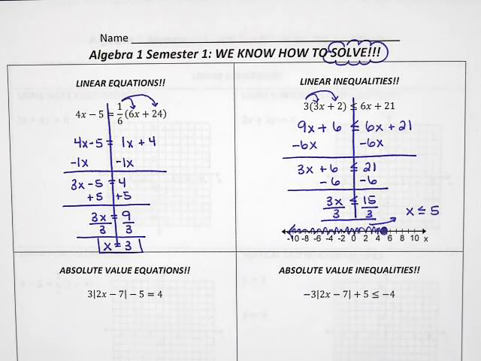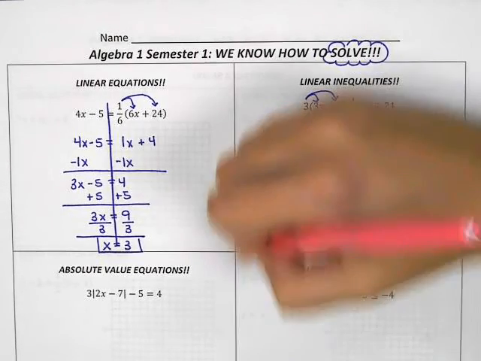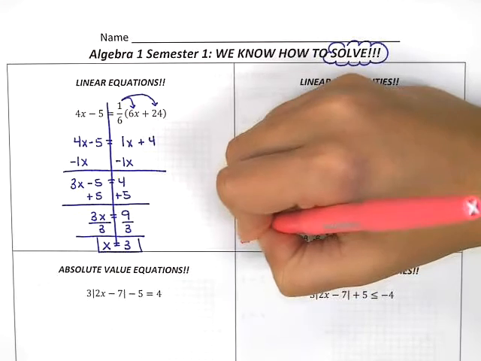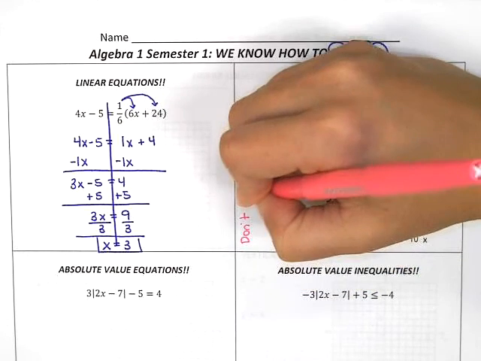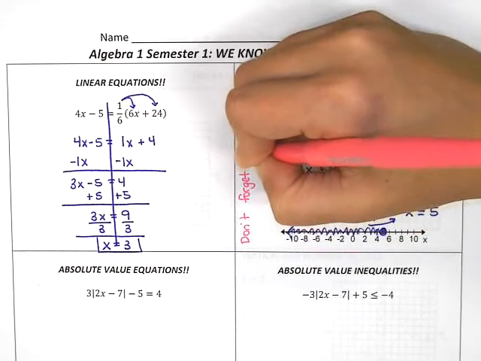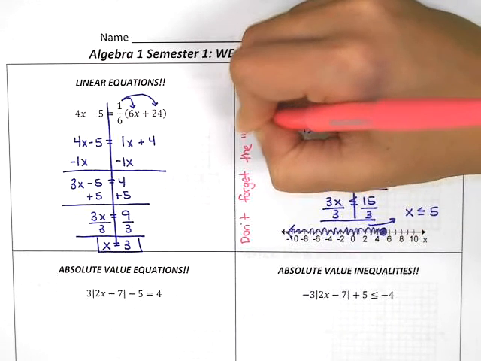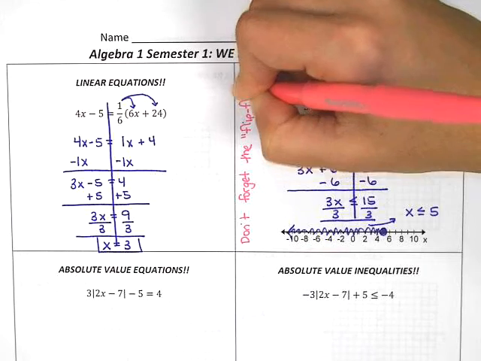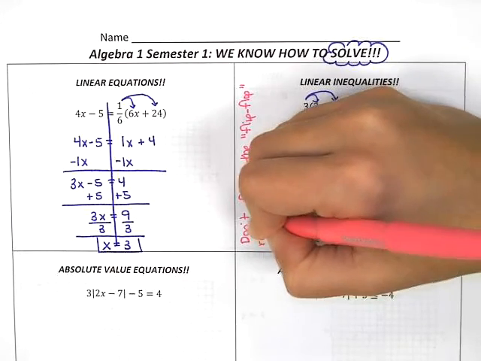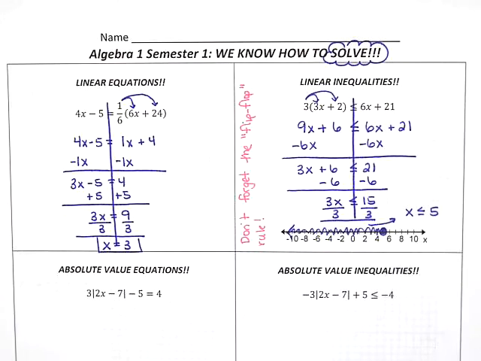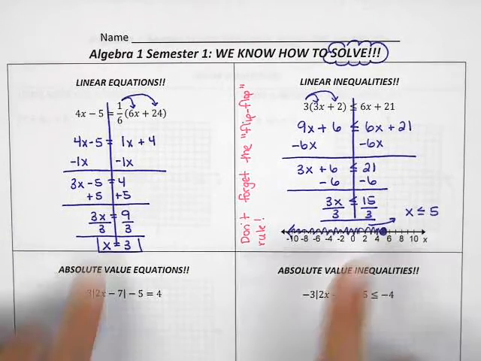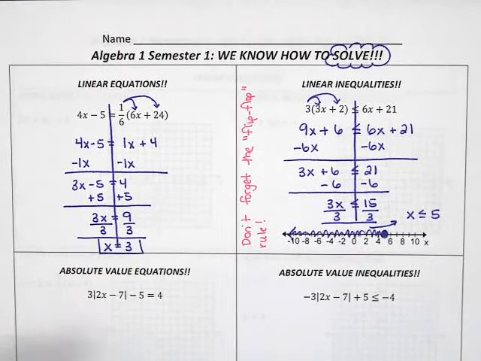There is only one thing that makes solving inequalities different than solving equations, and that is the flip-flop rule. So let's write down, don't forget the flip-flop rule, which basically says if we divide by a negative or if we multiply by a negative in order to solve, we're going to end up having to flip-flop the inequality. That is the only thing that makes these two solving processes different from each other.